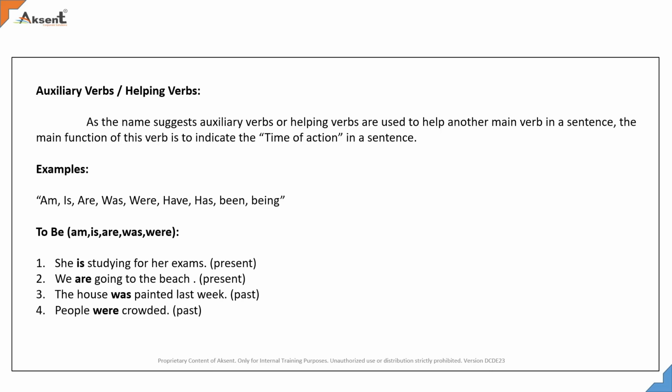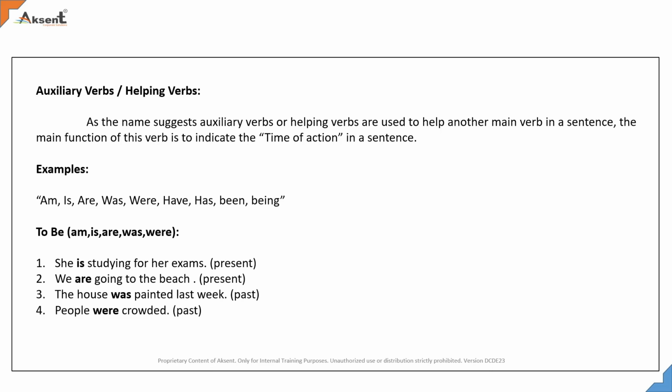So again, this auxiliary verb has three different forms in it. The first form is called be form, or to be. In the bracket we have am, is, are, was and were. They are called be forms of verbs, and the first three verbs are called present forms of be verbs and the next two verbs are called past forms of be verbs.